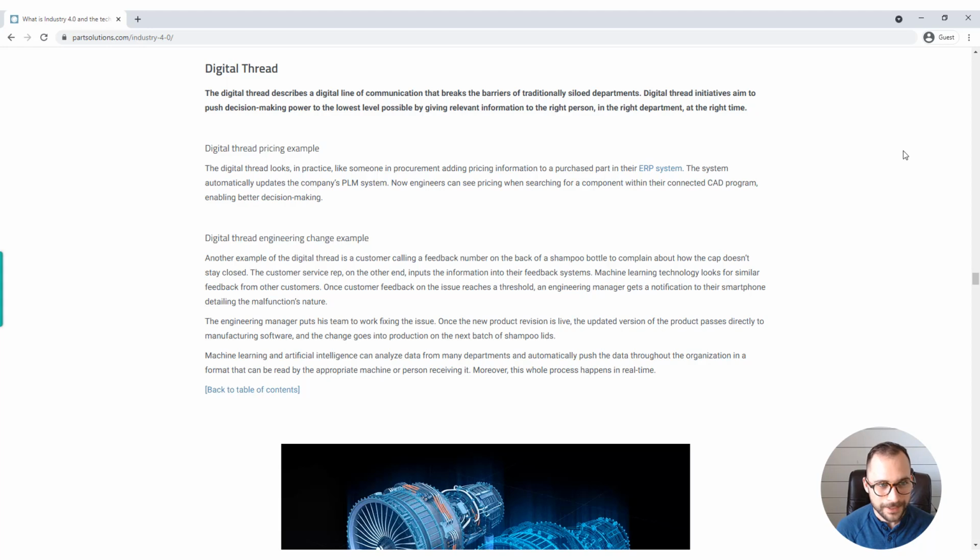Digital thread pricing example. The digital thread looks in practice like someone in procurement adding pricing information to a purchased part in their ERP system. The system automatically updates the company's PLM system. Now, engineers can see pricing when searching for a component within their connected CAD program, enabling better decision making.